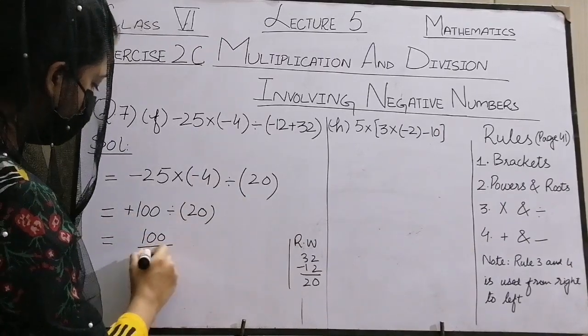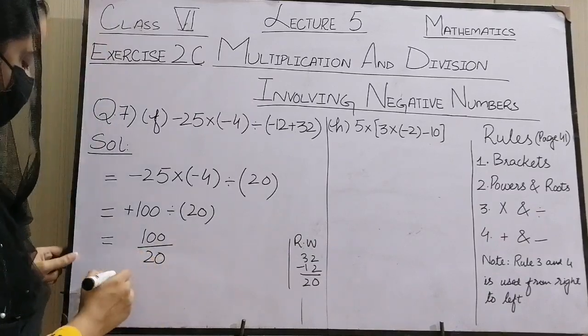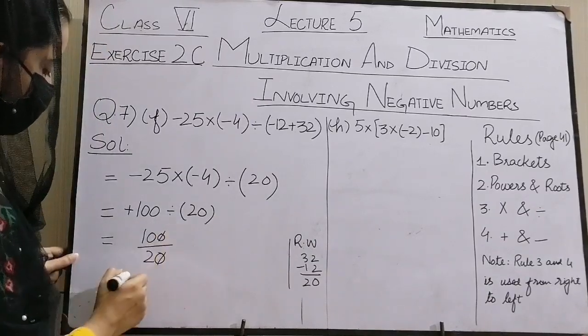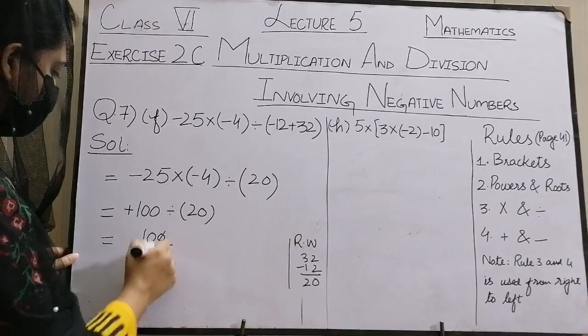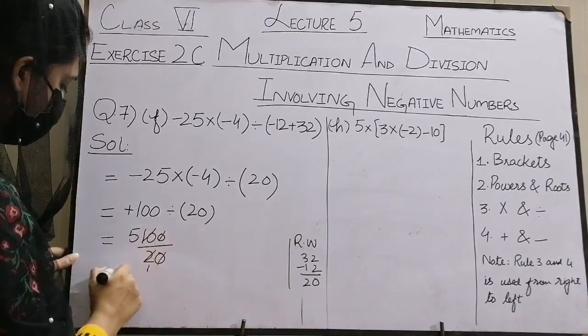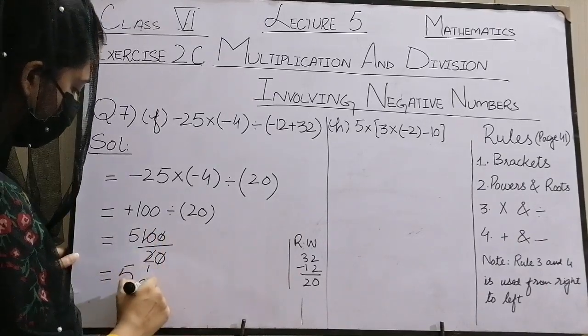100 divided by 20 can also be written as 100 over 20. 0 and 0 are cancelled. 2 ones are 2, 2 fives are 10. So our answer is 5.